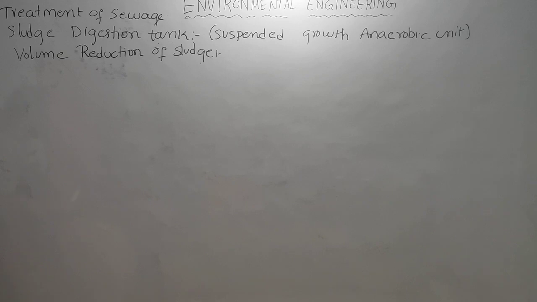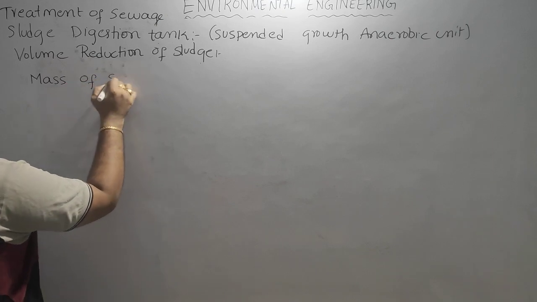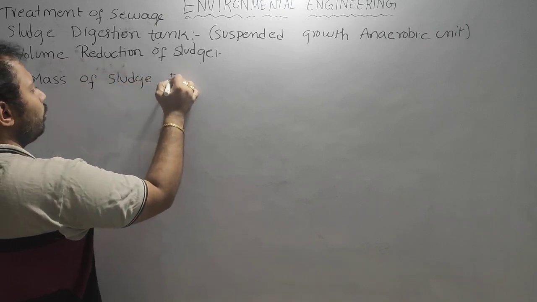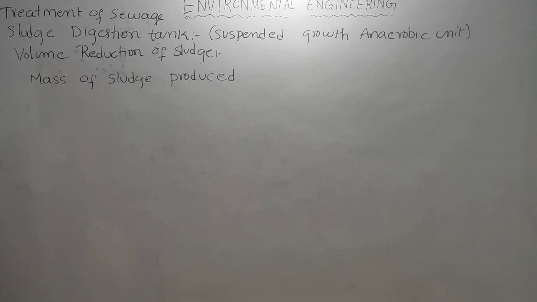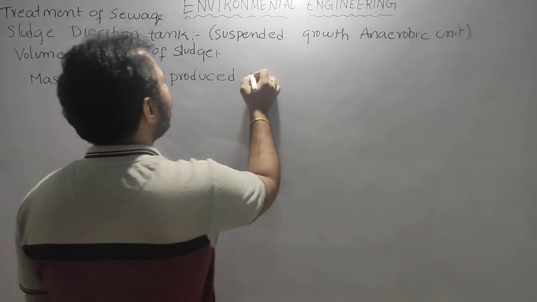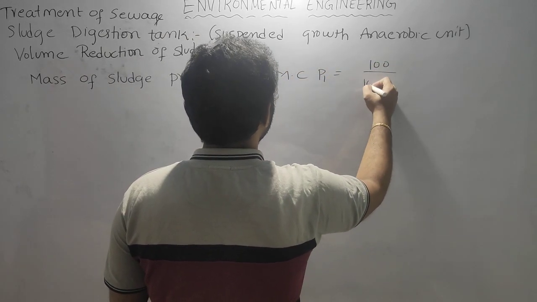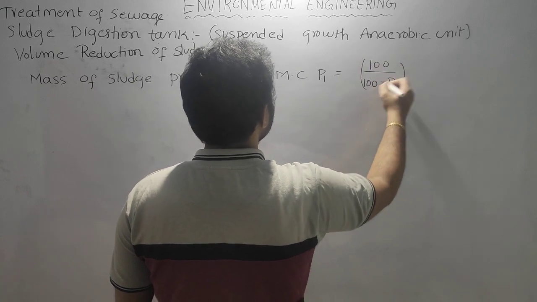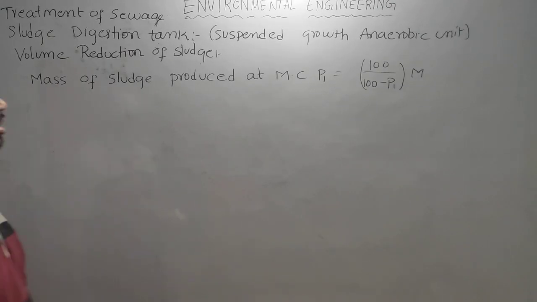So if the mass of the solid is m, the mass of the sludge produced at moisture content P1 is equal to 100 by 100 minus P1 into the mass of the dry solids. So this is what we have learned.